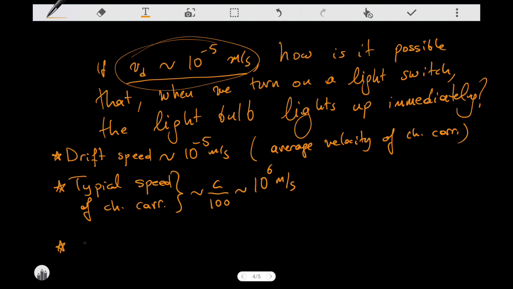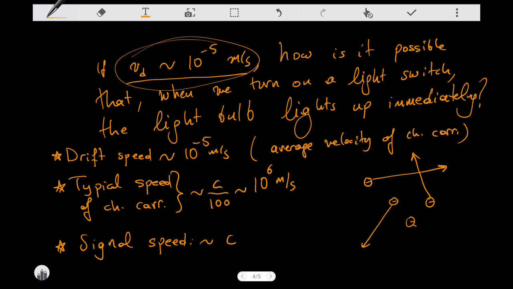And then there's a third speed. It's called the signal speed. I'm going to describe what this is, but I'm going to say at the end that this is the same as the speed of light. But let's at least compare the typical speed of the charge carriers with the drift speed. The picture is something like this. We have many electrons. They are moving with incredibly fast speeds, but all of them are moving in different directions.